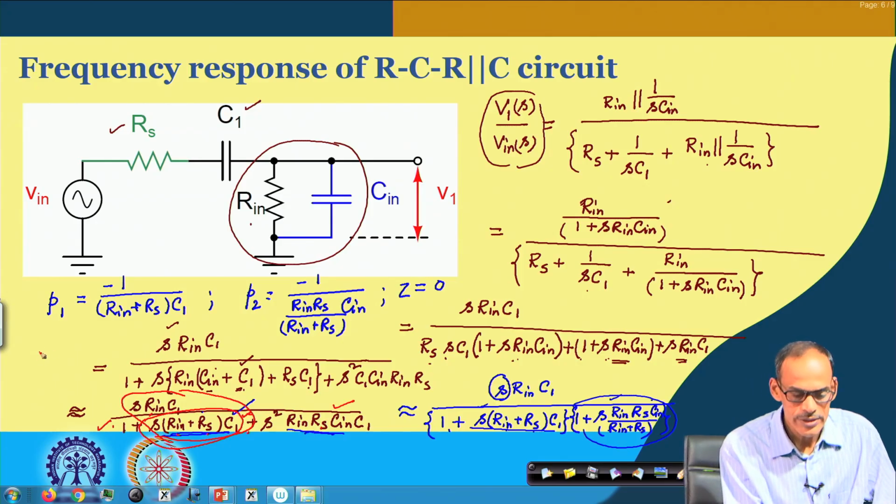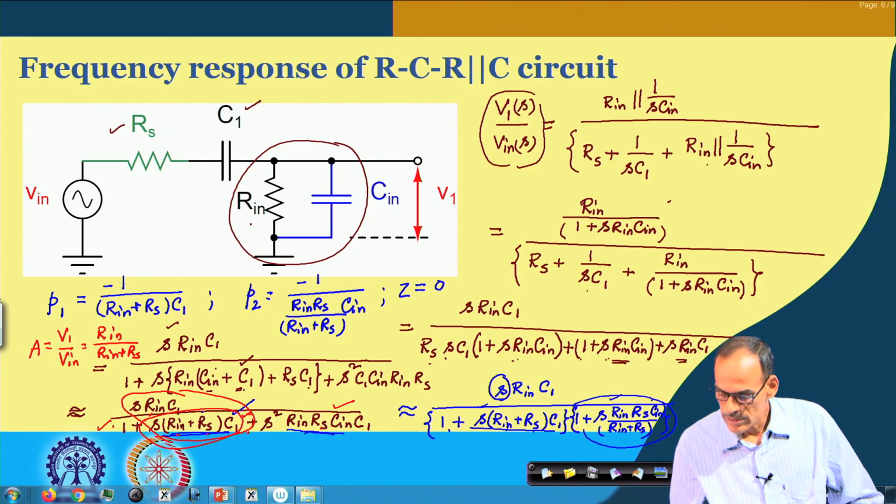So, we can say that the mid frequency gain, if I call it A, defined by V 1 divided by V in at mid frequency, is R in divided by R in plus R s.